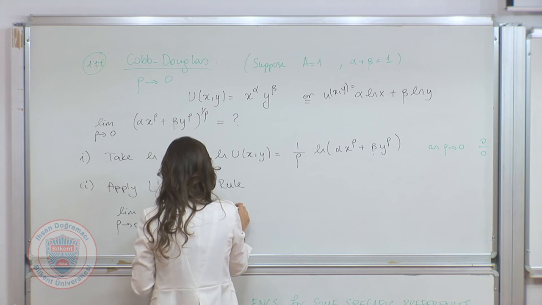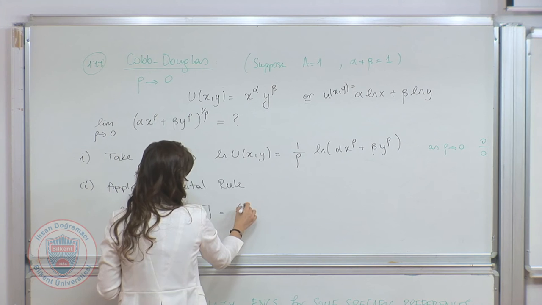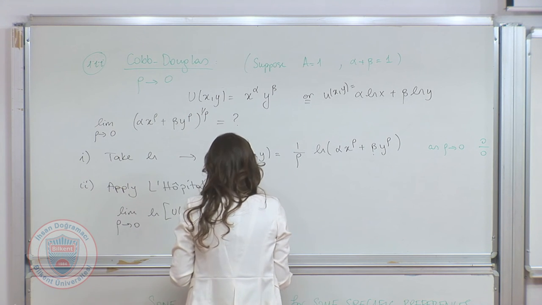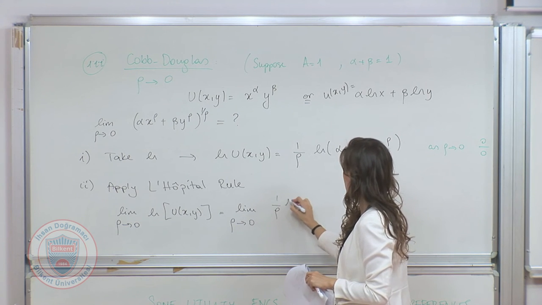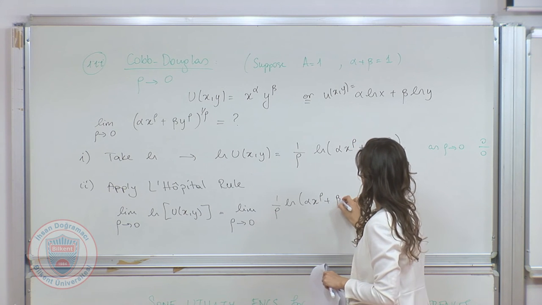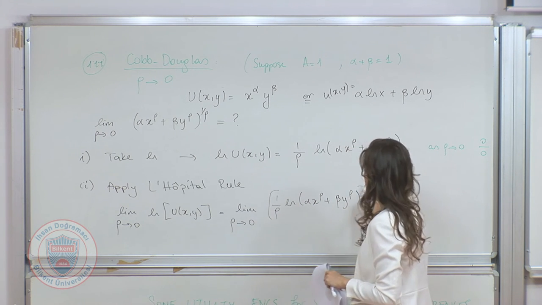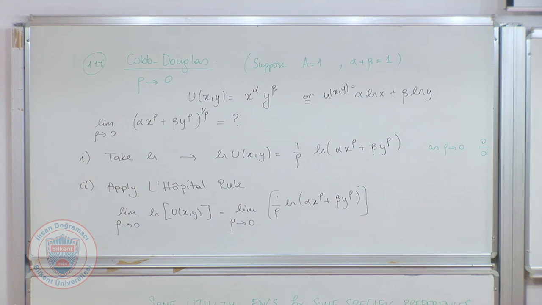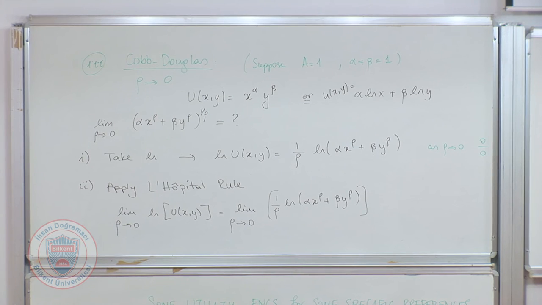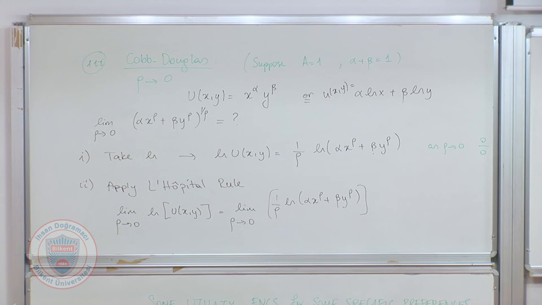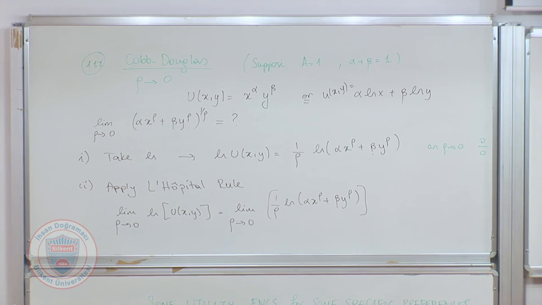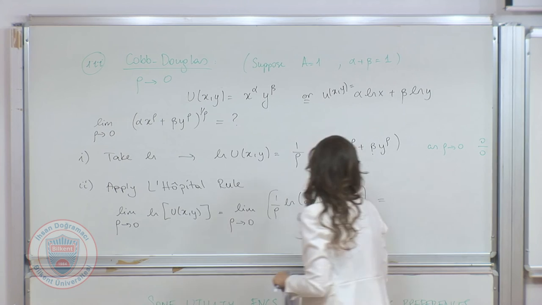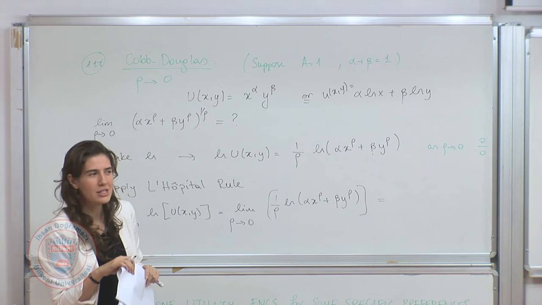Okay, so this is the limit as rho goes to zero. Then you take, so when I take this, it's 1 over rho ln. So this is basically the case. Do you remember L'Hôpital's rule? Yes. What was it? Take the derivative of both the denominator and the numerator. Okay. Now, if we do it, what's going to happen here? Do you remember how to take the derivative of this guy as well?